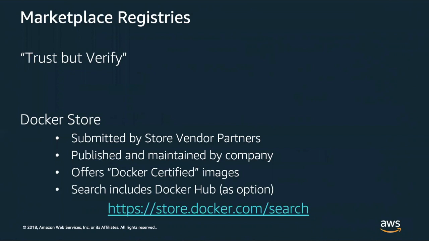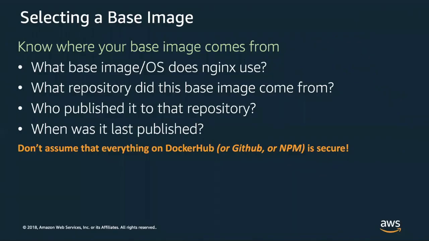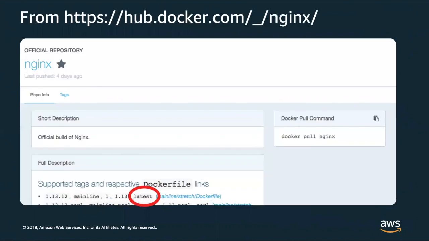If you go to commercial repositories like the Docker store, obviously that gets submitted by vendor partners and goes through a further verification process, and as Reagan popularized an old Russian proverb, trust but verify. So to go about containerizing an app, let's see how you do that. If we take Nginx again, we go to Docker Hub, there's our latest repo.